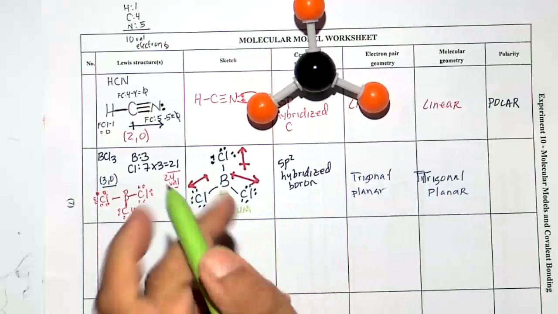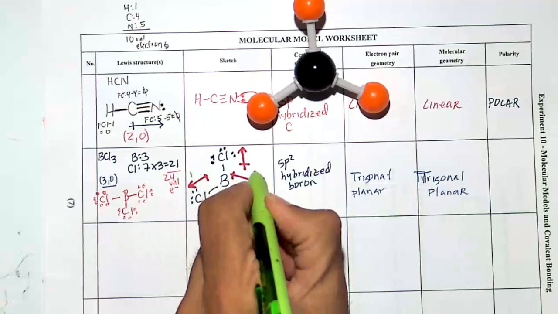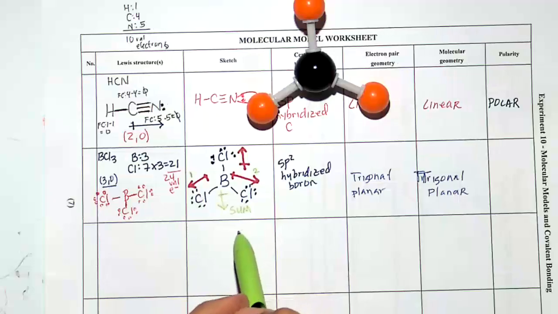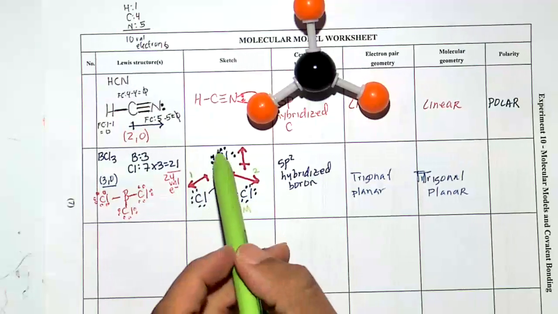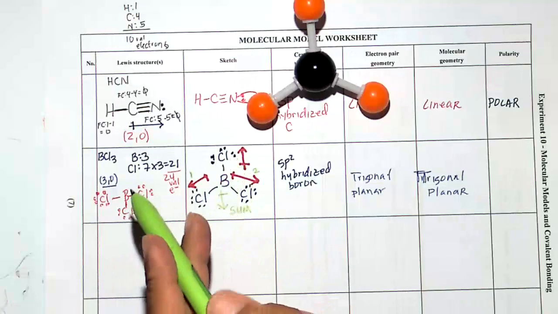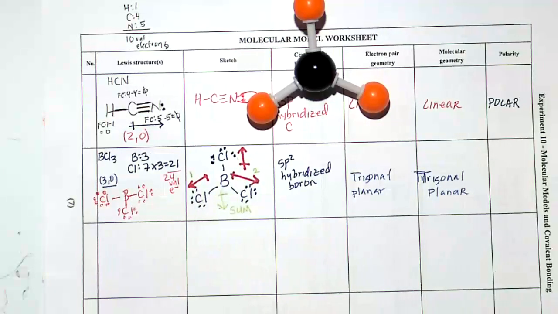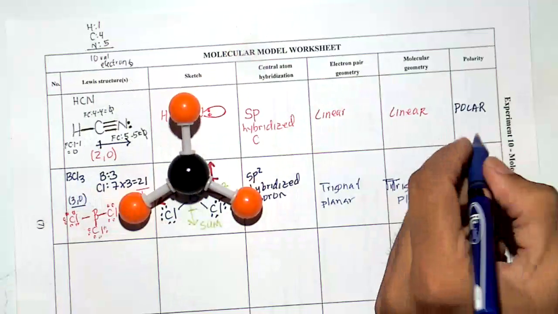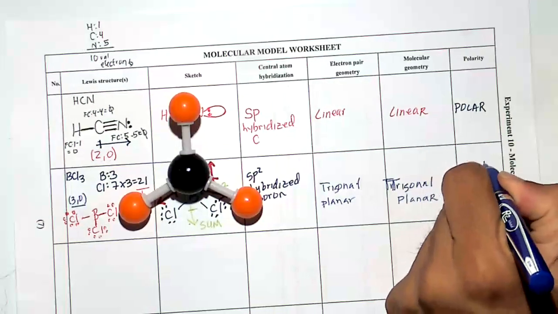Okay, the sum is then the green. The sum of this red, I'll call it 1, and this red vector, call it 2. The sum is pointing downwards when you sum up vectors, which cancels out the upward of this chlorine. So this green cancels that red, and you guys are correct, this is nonpolar. Okay, trigonal planar.